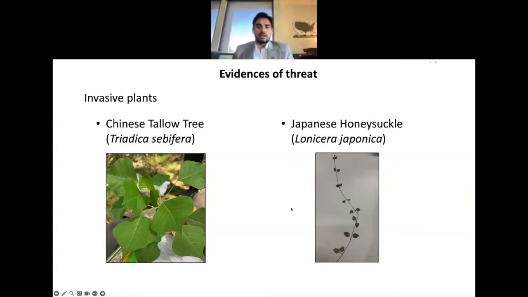And another is Japanese honeysuckle. This is a fast growing twining vine that tends to increase the competition for soil resources and spreads on the trees' branches, interfering with the sunlight that reaches the forest floor. So this may also be interfering with the sunlight, but no proof has been recorded because we have limited research on our species of interest.